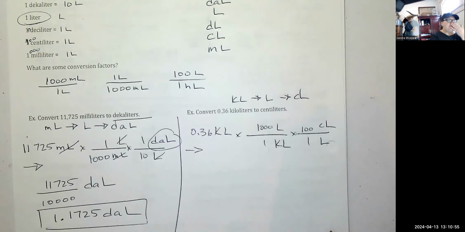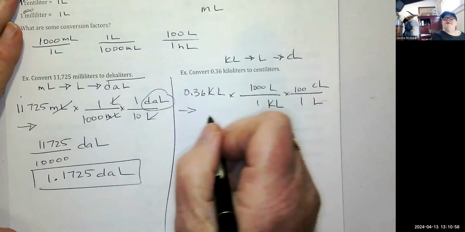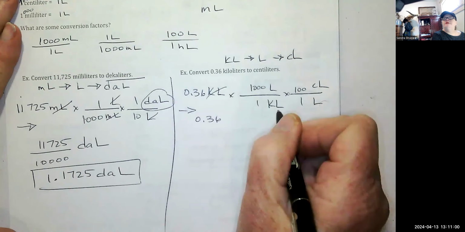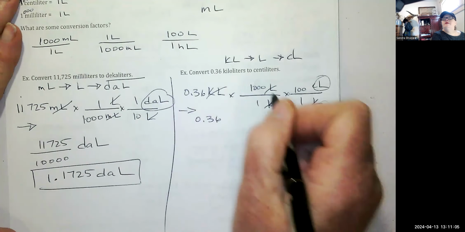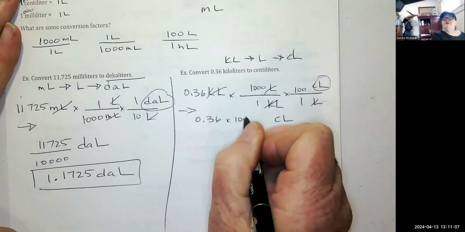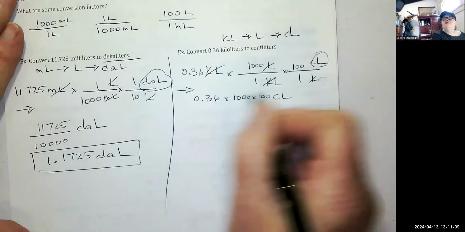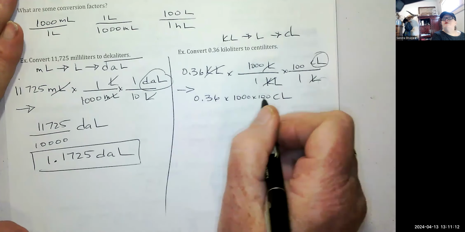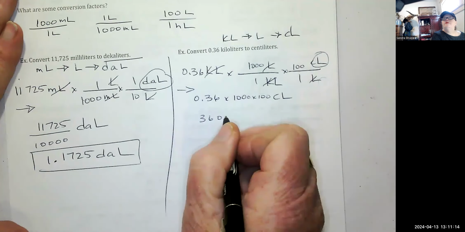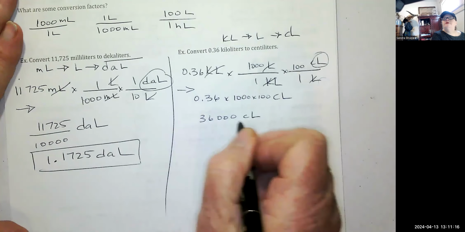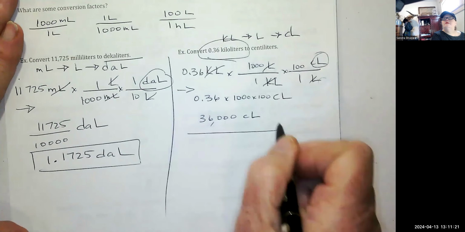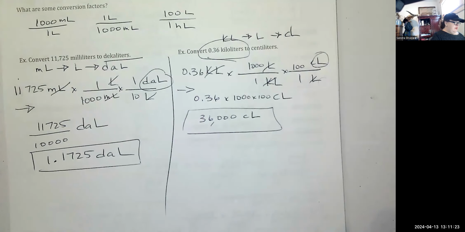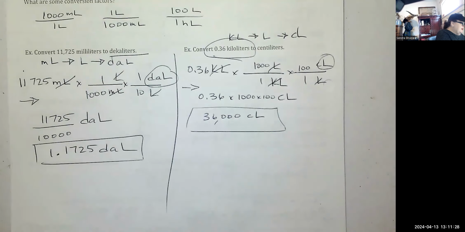Okay, let's multiply. 0.36 kiloliters is gone, liters is gone. We're left with centiliters. Cool beans. Times 100, times 1,000, this is all over 1. So 1, 2, 3, 4, 5 zeros. So 36,000 centiliters are equivalent to the 0.36 kiloliters.